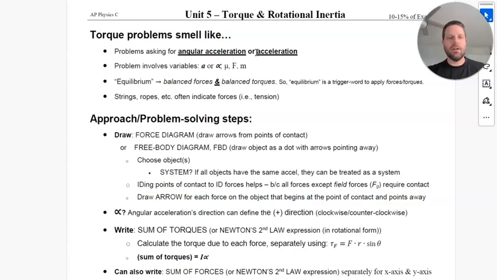And if there's rotation as part of that situation, even though it asks for acceleration, we will probably have to use torques as well. So I put here that problems involving linear or angular acceleration and other classic force types, quantities like mu, other forces are given, mass, etc. The word equilibrium implies balanced forces, but also balanced torques. And so equilibrium is often a trigger word to use forces or kinematics.